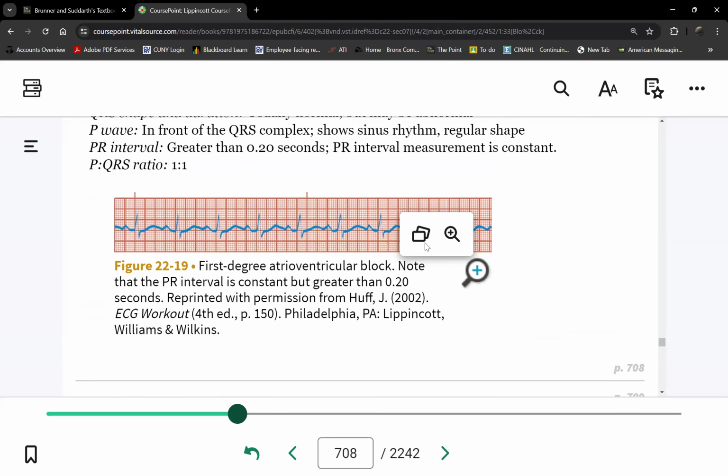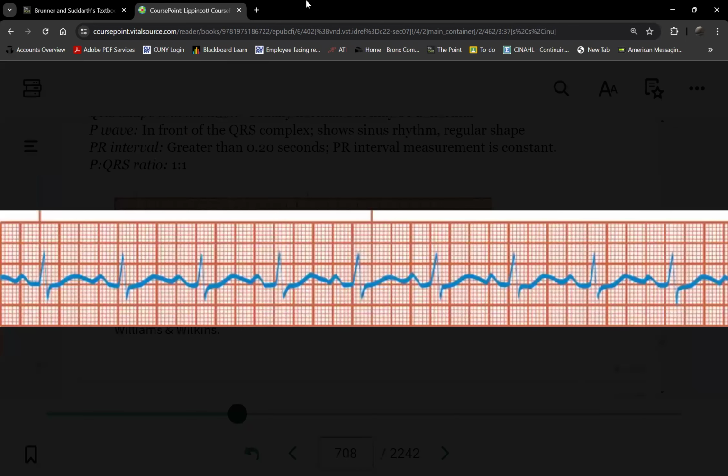What does it look like? If you measure the PR interval here, the PR interval is only supposed to be 0.12 to 0.2, so only 3 to 5 small boxes. Look at the measurement here. Is it between 3 and 5? How do we measure the PR interval? From the beginning of the P wave to before the Q wave begins.